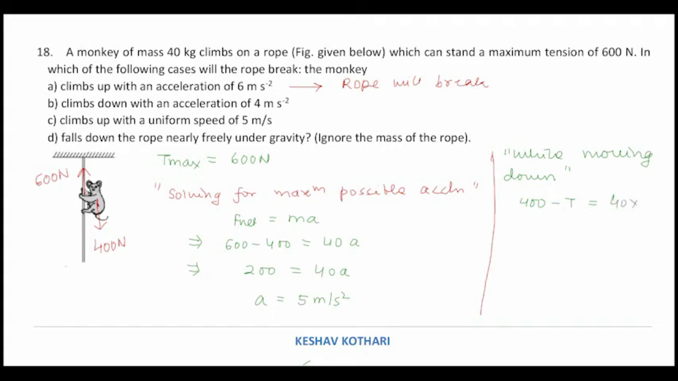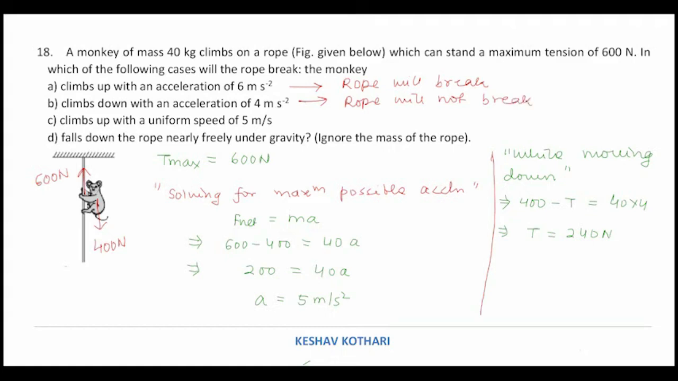Again we are writing the equation F net equal to ma. Since the motion is in the downward direction, we write the force in the downward direction minus the tensional force is equal to ma. From here we obtain that the tensional force is 400 minus 160, that is equal to 240 Newton. So for this case, in case B, the rope will not break.